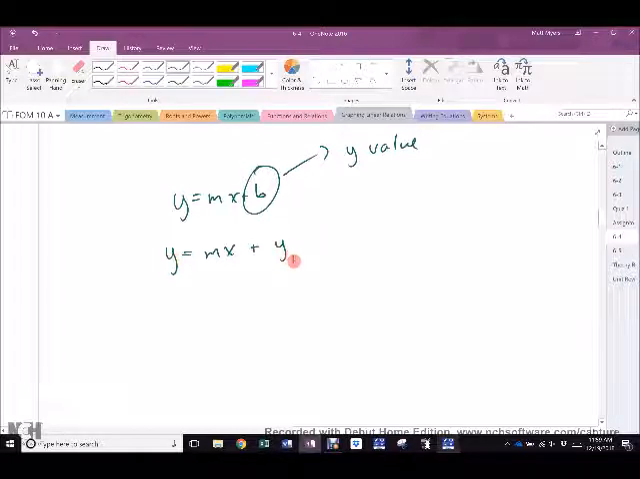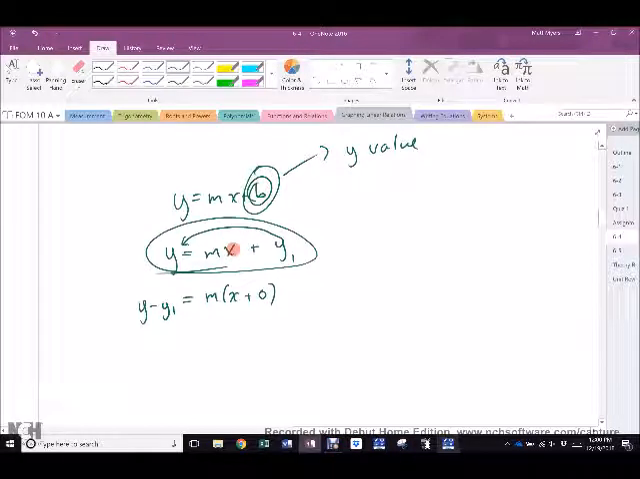We gave one a little number, yeah? So now, if I move that over there, what's going to happen to him? He's positive right now. What's he going to become? Negative. So I'd have y minus y1, yeah? Equals m times x. Now, what's the x value for this y-intercept? It's 0, right? So this would be x plus 0, yeah? And that is point-slope form of slope-intercept form.